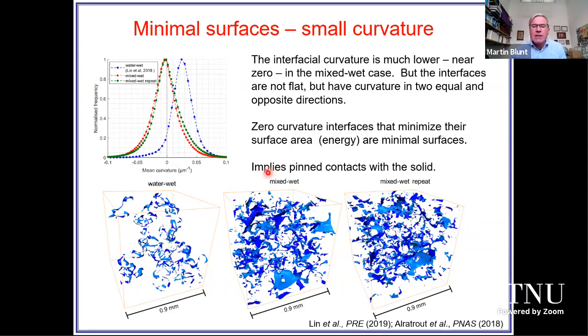When we have a mixed wet system where it's been aged in crude oil, we see these rather complex interfaces. You can say they're sheet-like, but they're not flat sheets. They're crumpled sheets where there's equal and opposite curvatures. The mean curvature is almost exactly zero. The first time we saw this, we thought it must be wrong. So we did the experiment again, and we saw exactly the same behavior.